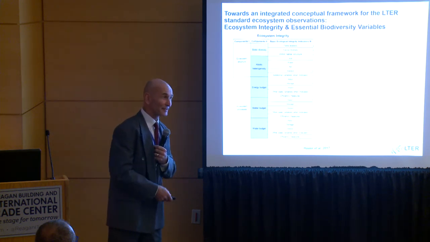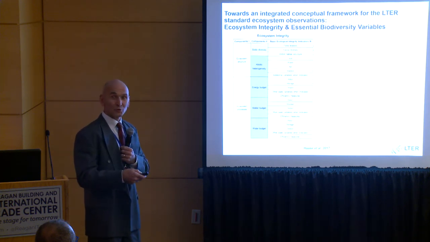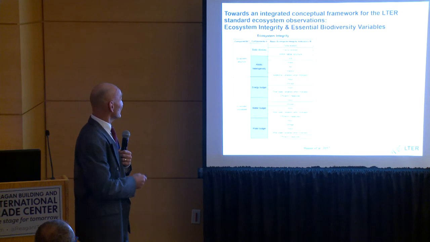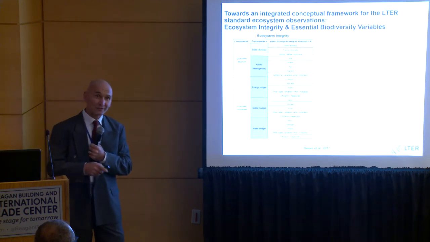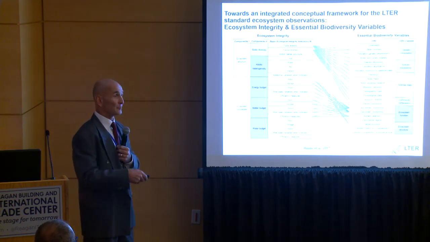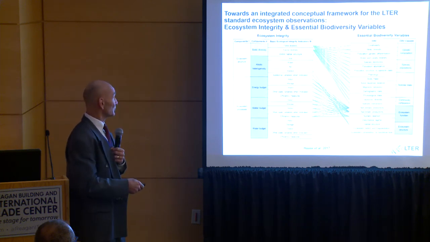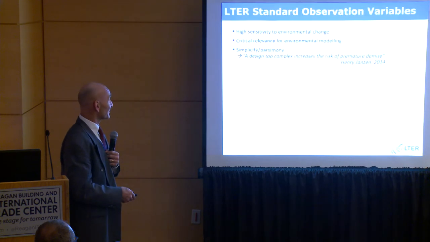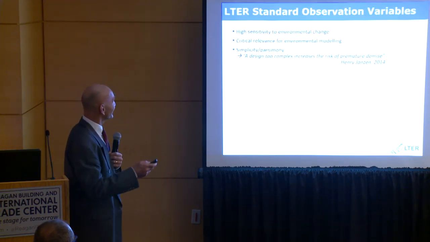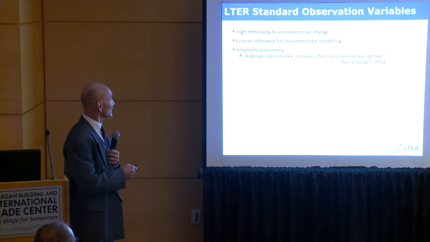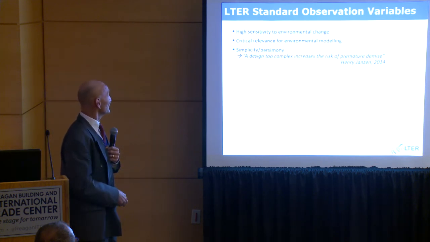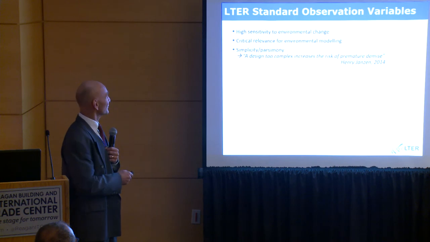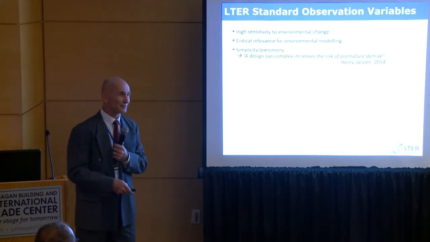This slide actually links perfectly to Letizia's presentation. We found that if we want to do a long-term observation which covers the entire system in the interplay between abiotic, biotic, and society, we found one very nice framework, ecosystem integrity, which rather focuses on biogeochemical cycles and more the abiotic part. And we have already combined towards a standard observation system to be applied globally, but surely be applied in Europe, with the system of the essential biodiversity variables. What we did as a next step, I will get back to that in the next slide. These standard observation variables were chosen with three thoughts in the back of our minds: high sensitivity to environmental change, critical relevance for accepted and broadly used environmental models, and the simplicity approach, KISS, keep it simple and stupid, because a design too complex increases the risk of premature demise.